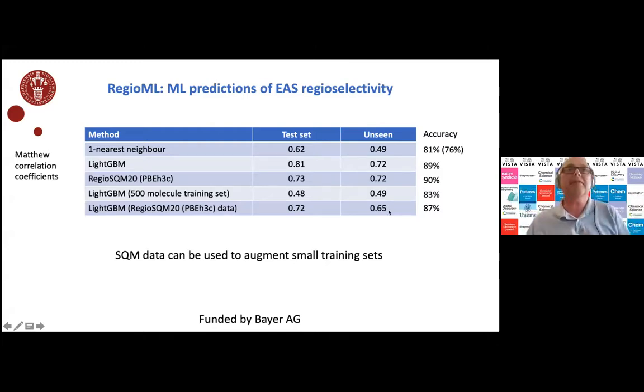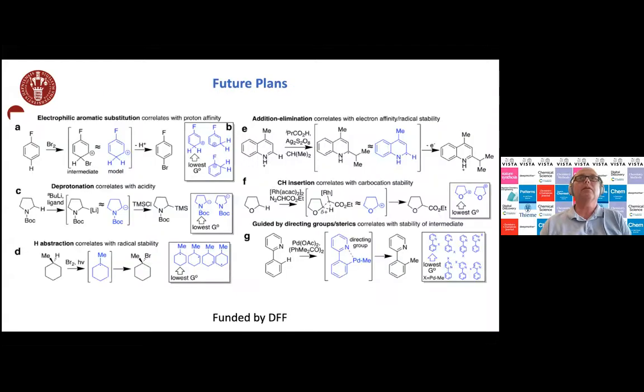So this is a bit of an aside, but I know there are a lot of machine learning people who may be interested in this. Okay, so future plans is what I've tried to show in this very busy slide. The bottom line is that here we had a reaction, and we found a correlation to something we can compute by putting a proton on. So here we add a proton, we look for the best place to add the proton, and that says something about the regioselectivity.